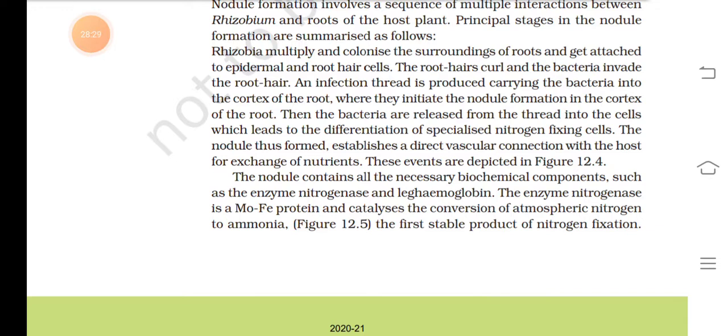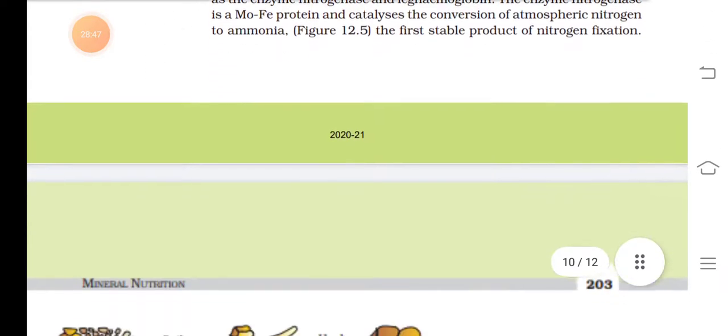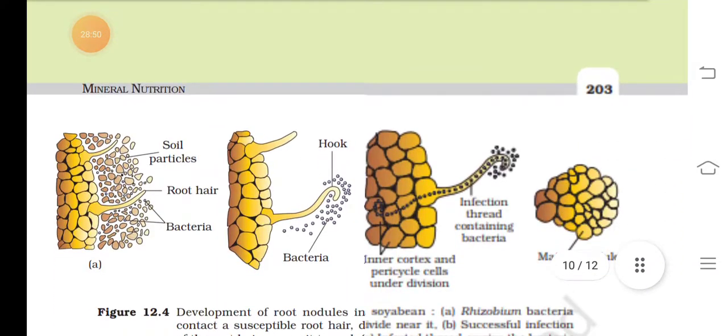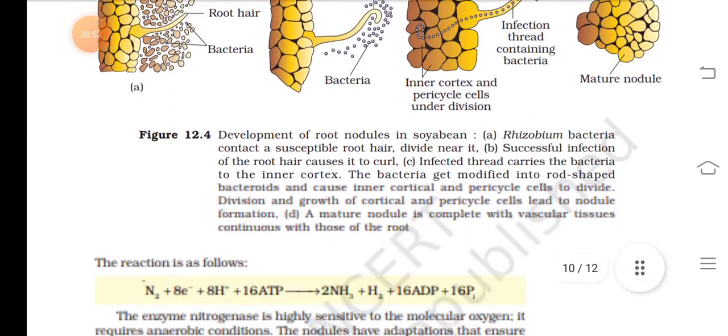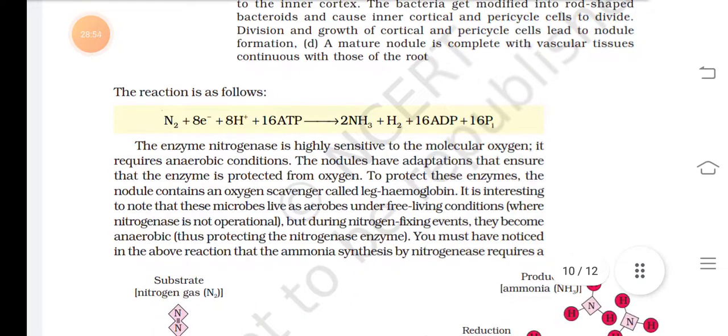The nodule contains all the necessary biochemical components such as the enzyme nitrogenase and leghemoglobin. The enzyme nitrogenase is a molybdenum iron protein, Fe protein, and catalyzes the conversion of atmospheric nitrogen to ammonia, that is given in figure 12.5. The first stable product of nitrogen fixation is ammonia. The reaction is as follows.